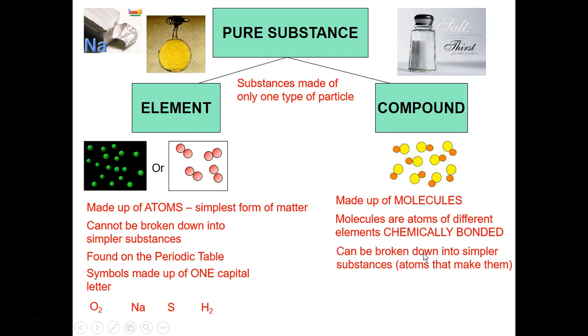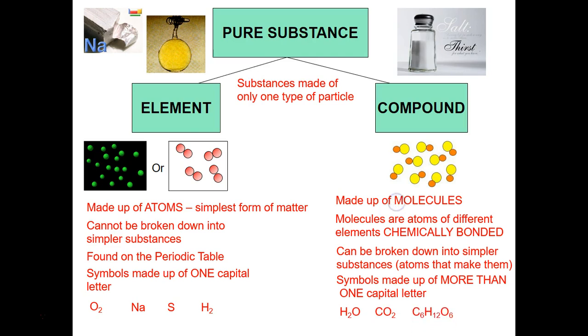Now, molecules can be broken down into simpler substances because we can take this yellow circle and this orange circle and split it apart to have an atom of orange and an atom of yellow. Now, when you're looking at the symbol of a compound, the symbols will be made up of more than one capital letter because they contain more than one atom. So examples are H2O, CO2, carbon dioxide, glucose, and this is a compound called sulfur dioxide.